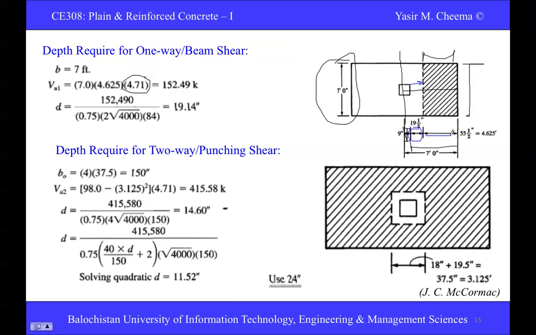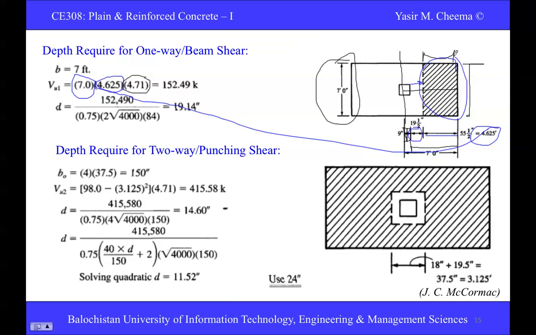This dimension is 7 feet minus 9 inch minus D, and that comes to be 4.62 feet. This comes to be 4.62 feet, and 4.62 feet is here. Width into length 7 feet. This is the total area of this hatch section.